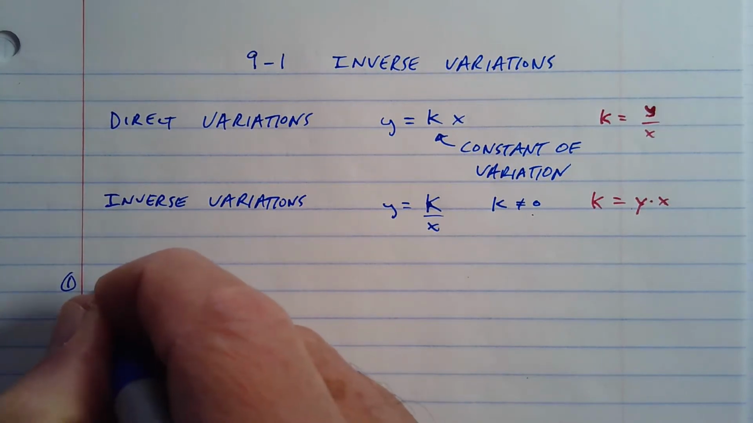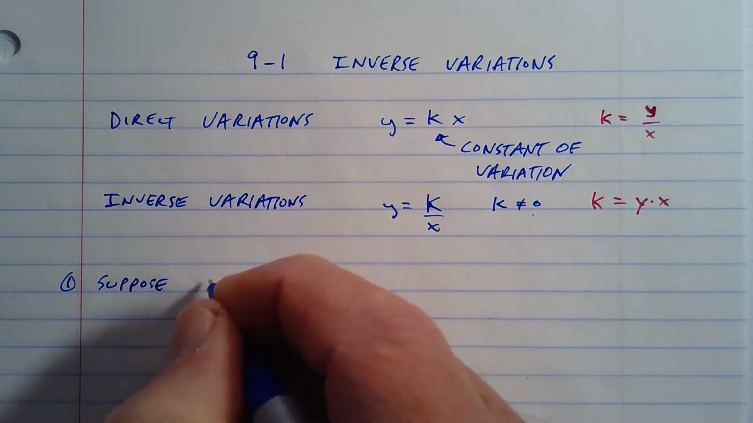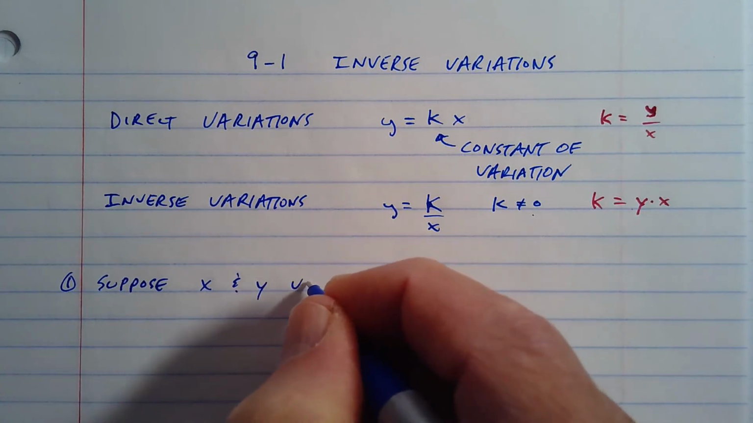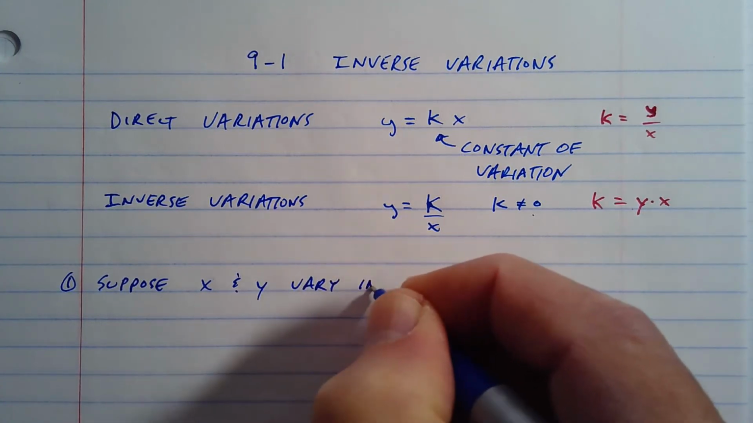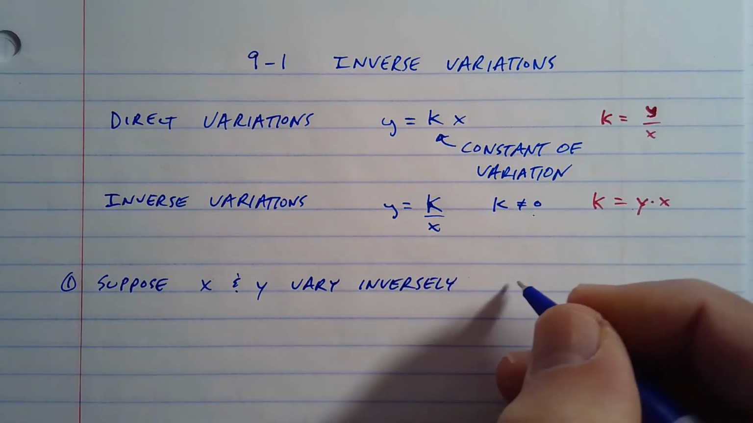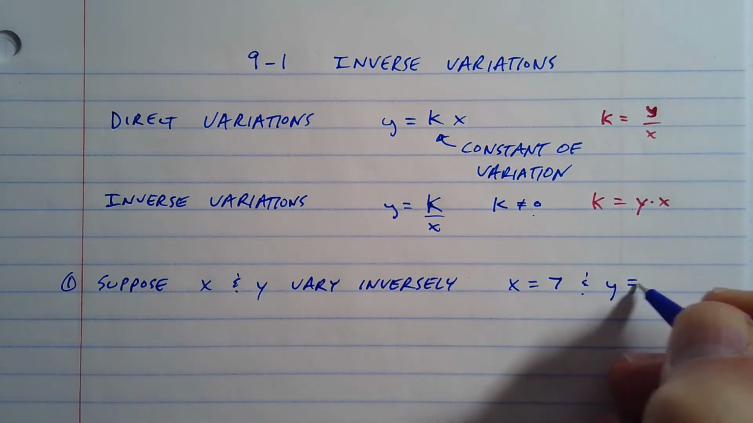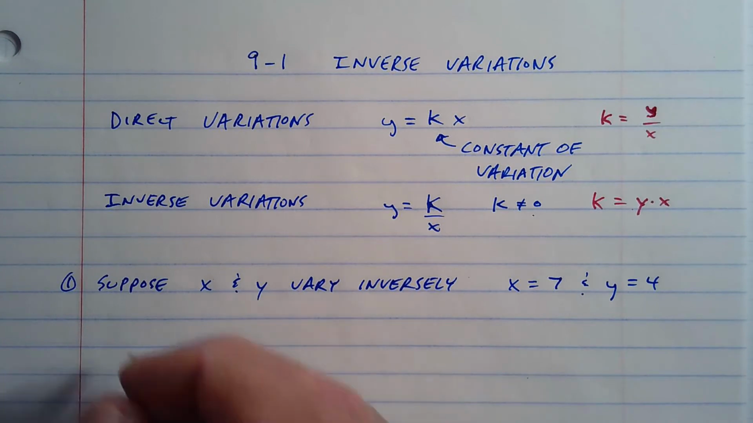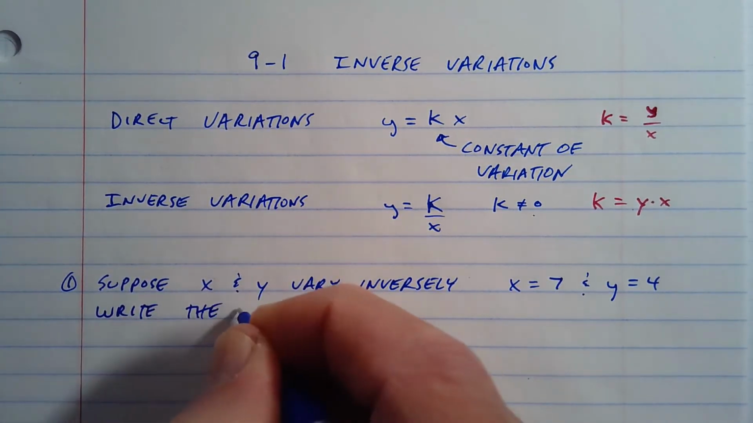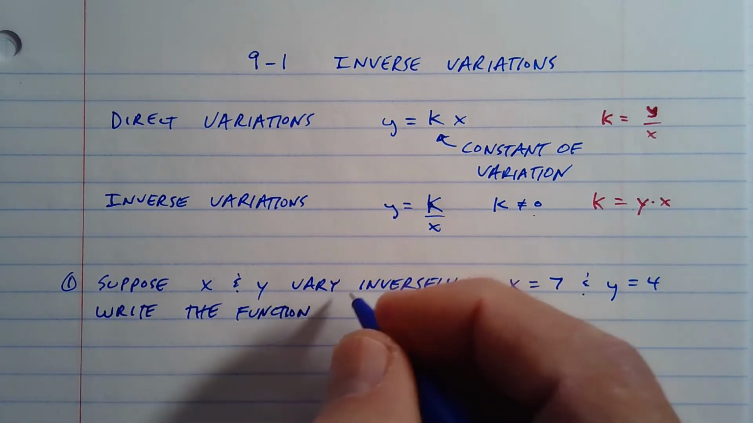Let's suppose that x and y vary inversely, and we're going to say x is going to be 7 and y is going to equal 4 in this problem. And then the instructions would be something like, write the function that models this.